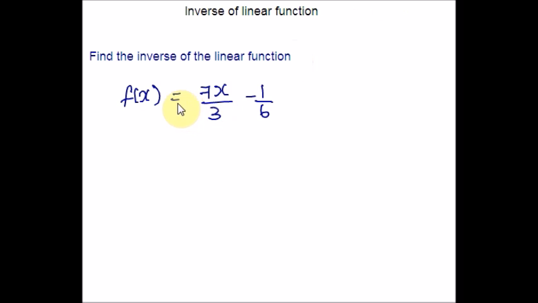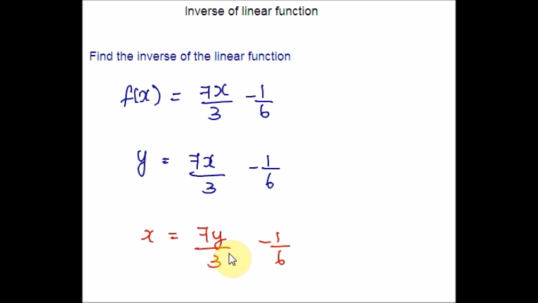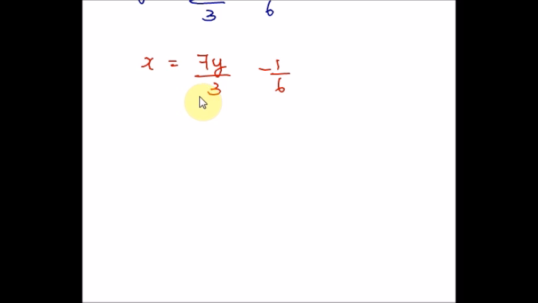As usual, first replace f of x by y. Replace x by y and y by x. Let's now find the LCD of 3 and 6. So what is the least common denominator? Yes, 6. Multiply both sides of the equation by 6 so that I can get rid of the denominator. So the left side would become 6x and this will get cancelled out, 2 times, 1 time. Are you clear till this step?